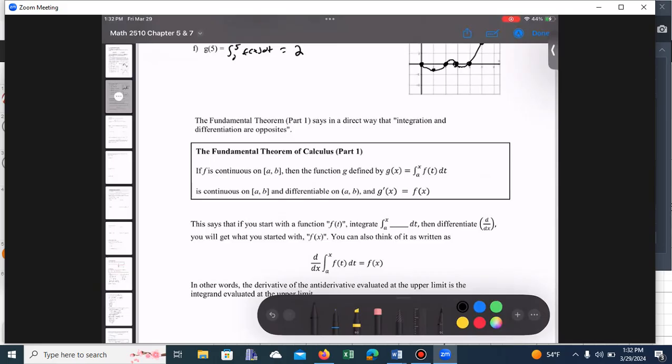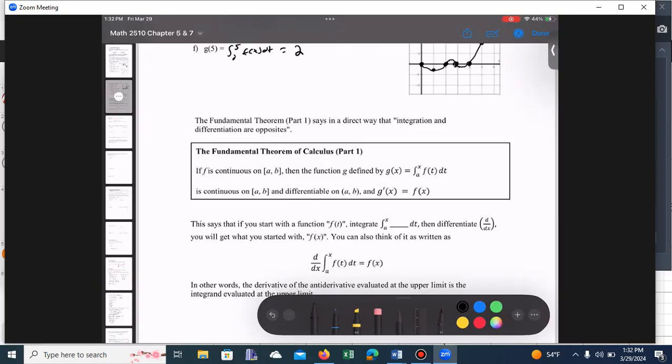Right, so the fundamental theorem, part 1, says in a direct way that integration and differentiation are opposites. If f is continuous at a and b, then the function g defined by g of x is equal to the integral from a to x of f of t dt. And that will be continuous on a to b, differentiable on a to b, not including a and b. So g prime of x equals your f of x.